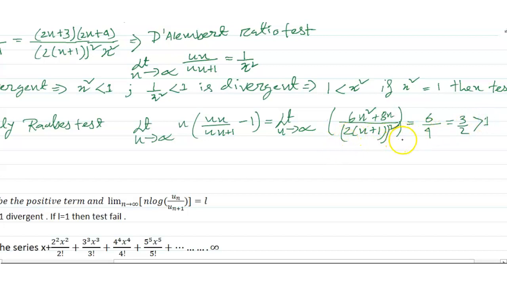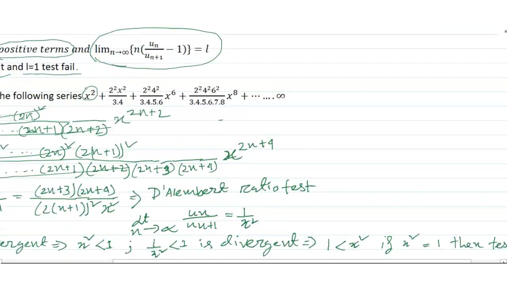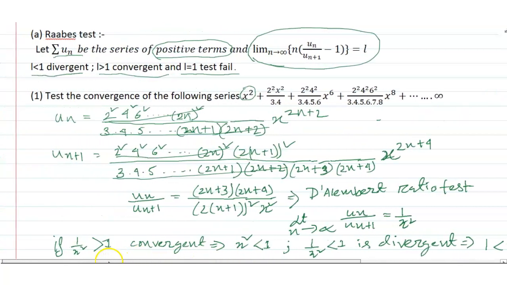Now by Raabe's test, when x squared is equal to 1, the series is convergent, because you will see that if L is greater than 1, then it is convergent.